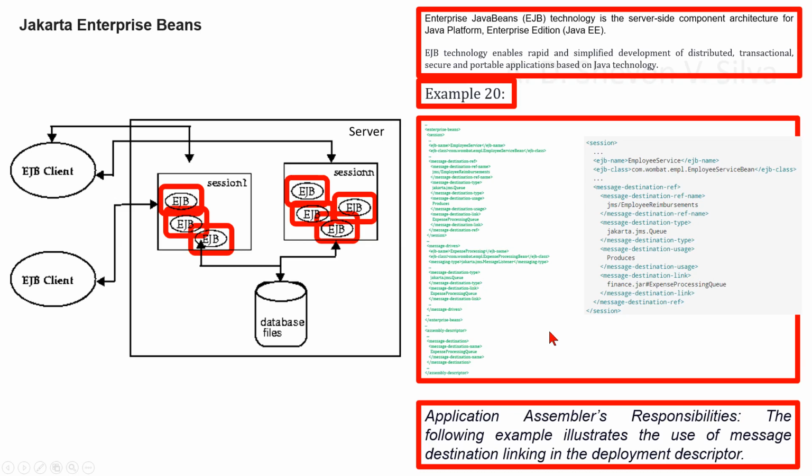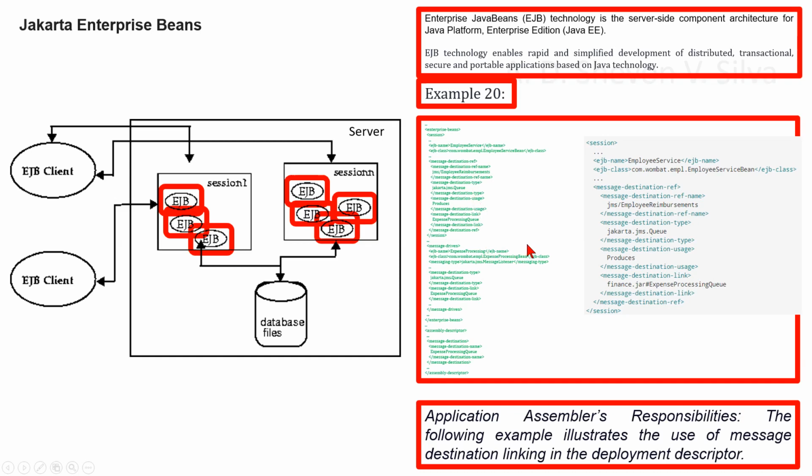If the enterprise bean is otherwise a message consumer, the application assembler uses the message destination link of the message destination ref element of the enterprise bean that consumes messages to link to the common destination. In the latter case, the application assembler uses the message destination usage element of the message destination ref element to indicate that the enterprise bean consumes messages from the referenced destination.